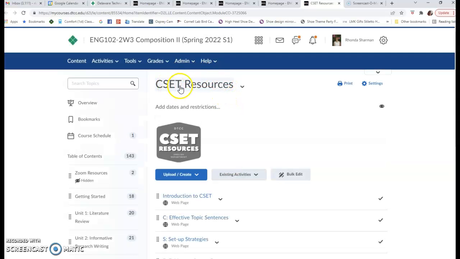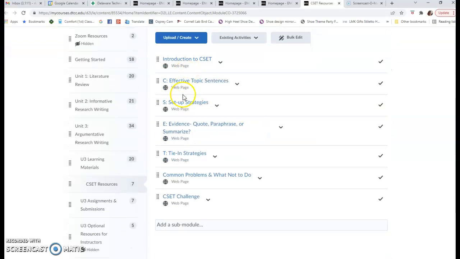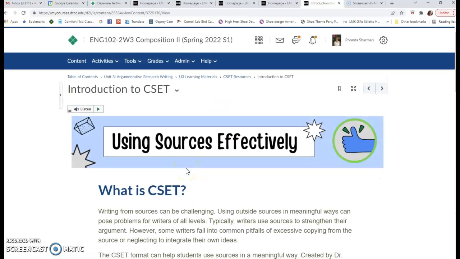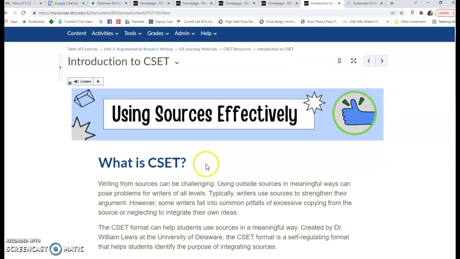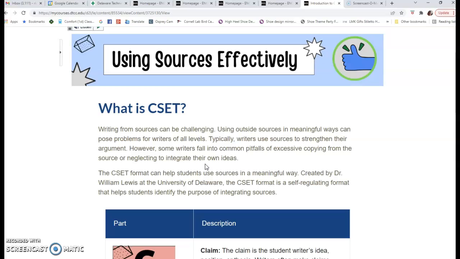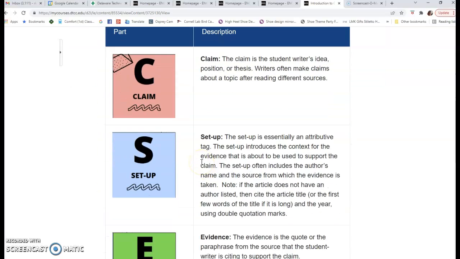When you click on it, you will go to the CSET resources, and notice that this is not just one page. This is a collection of pages of information, and you will need to review all of them. Just to give you some context for what CSET means, it is a way for you to effectively use information from your sources when you're writing a paper. And the CSET is an acronym, and each letter stands for part of this process.